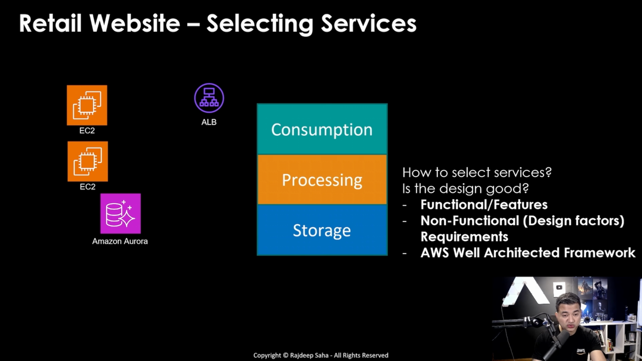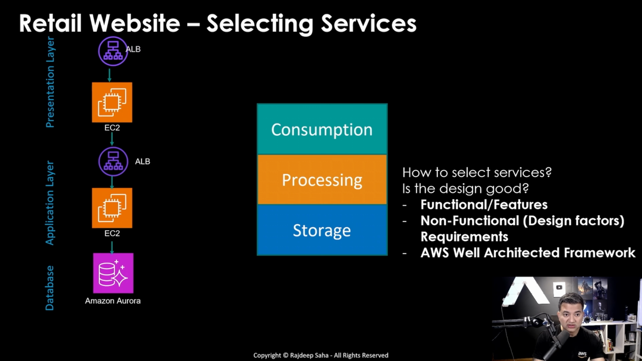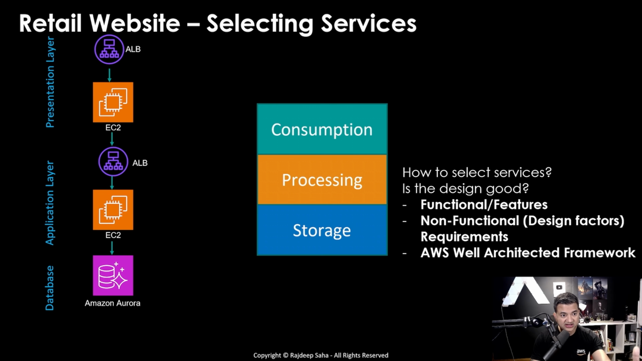So if we put this together, the flow will look like this: a 3-tier architecture. In the presentation layer, the traffic is coming to an Application Load Balancer, and then your web server is hosted on EC2, and then you have another Application Load Balancer sending the traffic to the application layer. The code is running on EC2, and that is going to the database, which is hosted on Amazon Aurora.